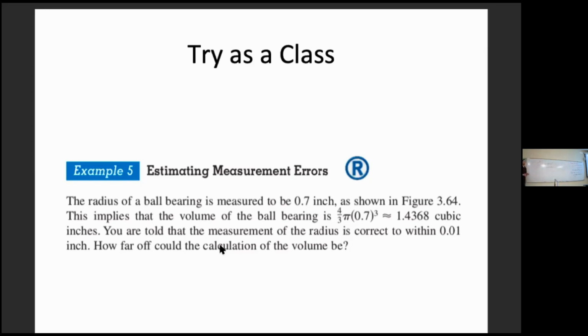How much can we trust that though? If the error in our measurement of radius is off by approximately 0.01 inches, this is how much it could be off by. How much can we trust that volume to be the actual volume of our ball bearing? What do y'all think? What are we going to do here?